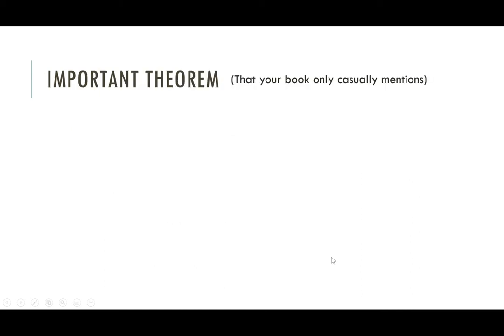Now, I want to spend some time on an important theorem that your book only casually mentions. Like, really, they just kind of shove it into the bottom of a table, and it was like, you deal with this. So I actually think this is pretty important. It's one of the things I think about when I think about orthogonal transformations, and so I want you to think about it too. We're going to spend some time on it.